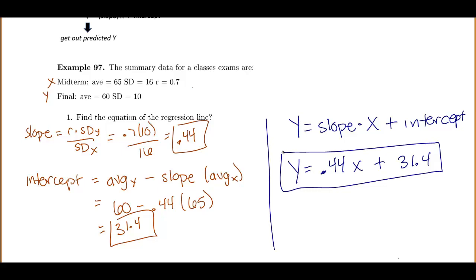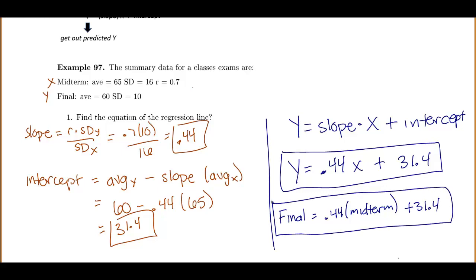So in our situation, what were the x and y's? y is final and x is midterm. So I can rewrite this as the final grade equals 0.44 times the midterm grade plus 31.4. So either one of these answers would be acceptable. They're both technically correct. However, I like the one that has a little more context. That helps me later on. It's just a little bit easier to work with.